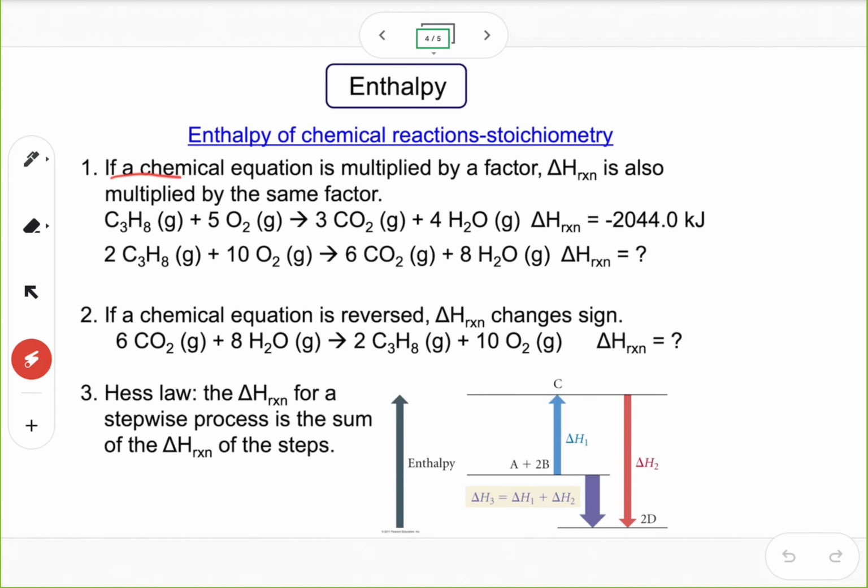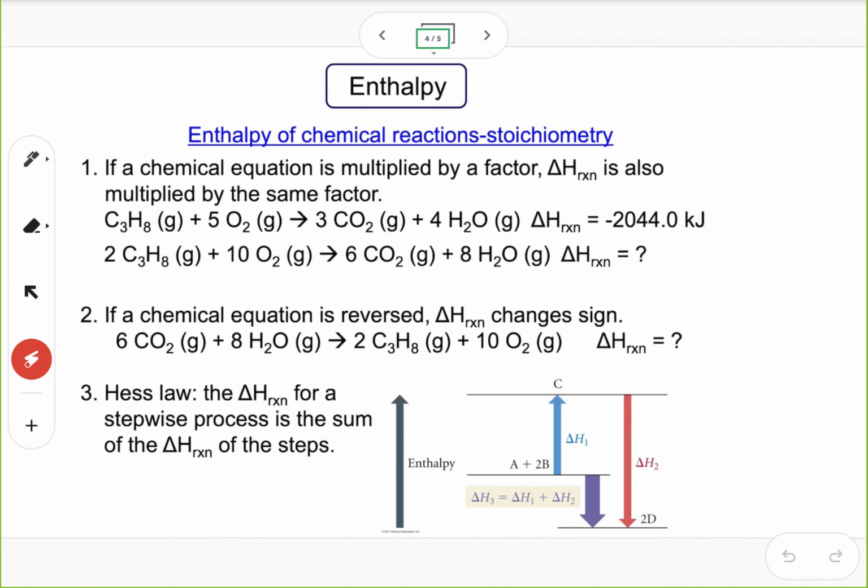First one, if a chemical equation is multiplied by a factor, delta H reaction is also multiplied by the same factor. What does it mean? Well, this is the propane. If you burn 1 mole of propane in oxygen, then this much of the energy will be released. Again, pay attention to the negative sign. Okay? Negative sign means energy will be released, exothermic reaction.